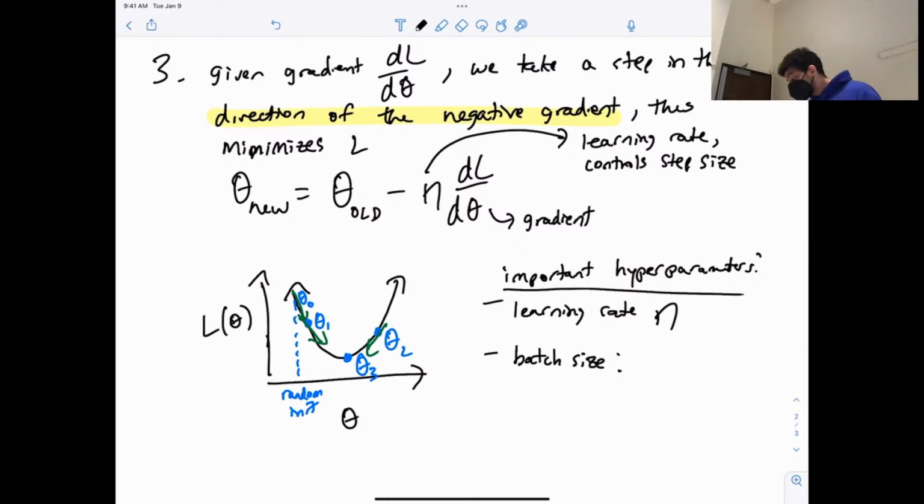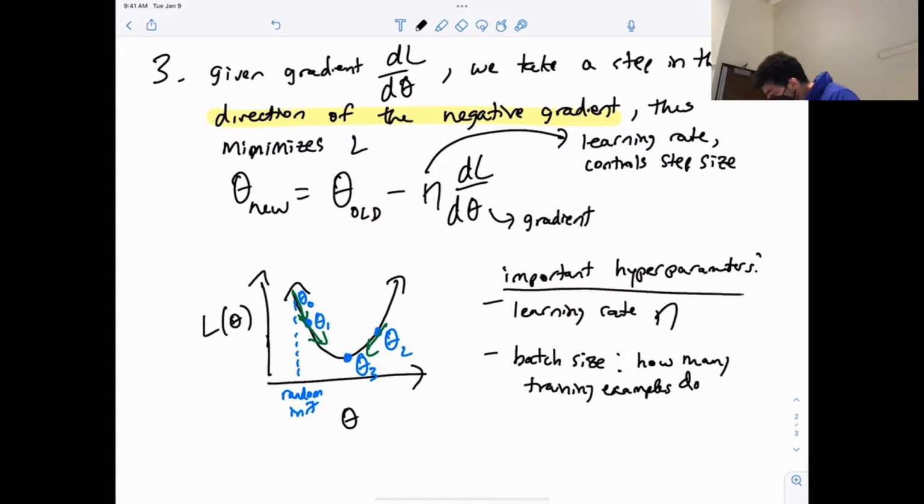So this ends up being a hugely important hyperparameter for many of the models that we'll discuss later on in the semester. So I guess we can just summarize it by how many training examples do you use to estimate the gradient before taking a step.